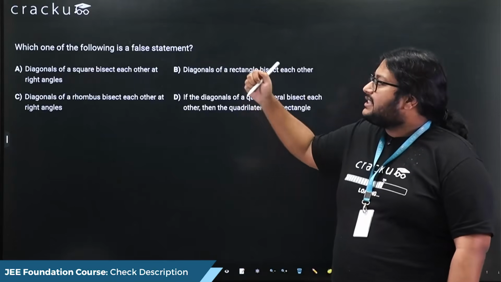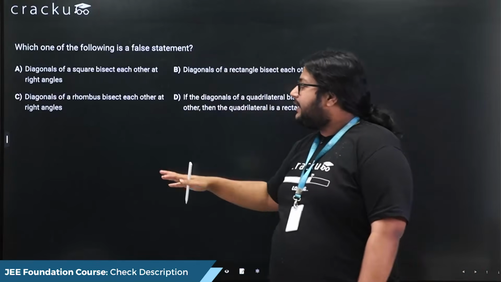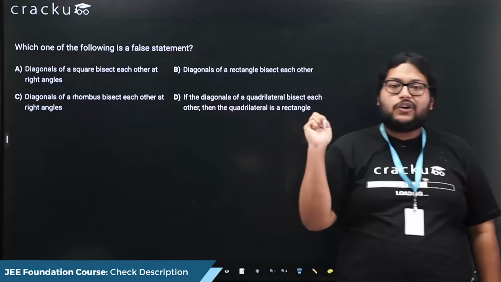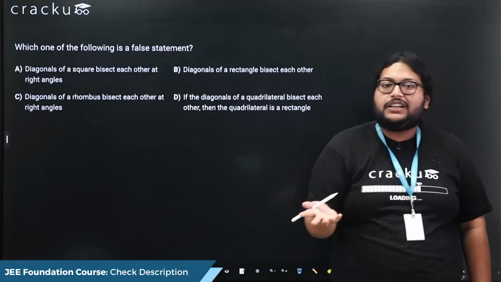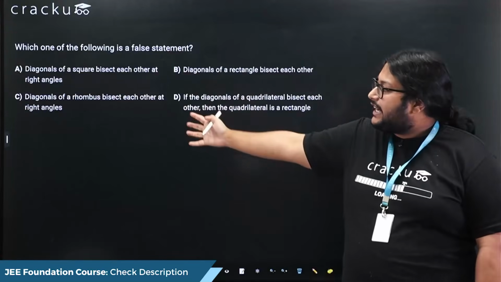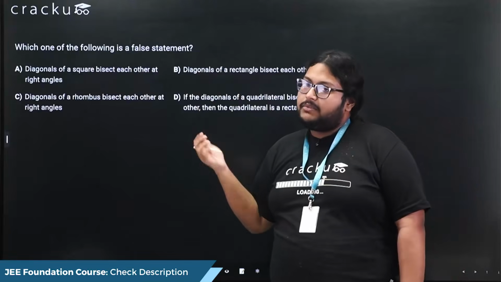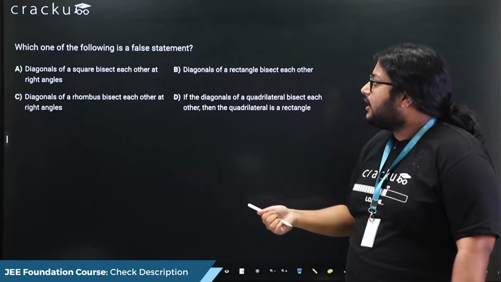In this question, we are asked which of the following is a false statement. So 4 statements are given to us. All these are basically properties of a quadrilateral. We'll try to prove each of them and see if we understand them or not.